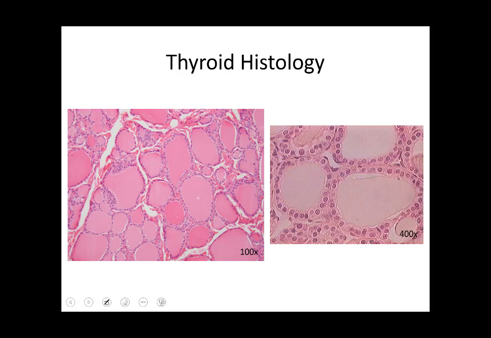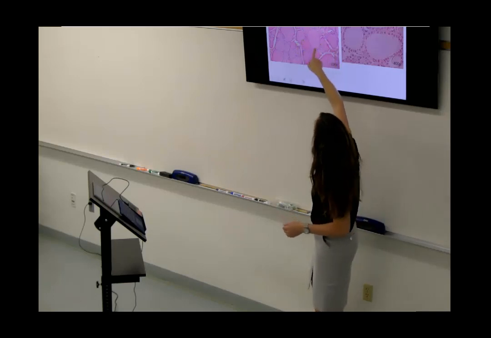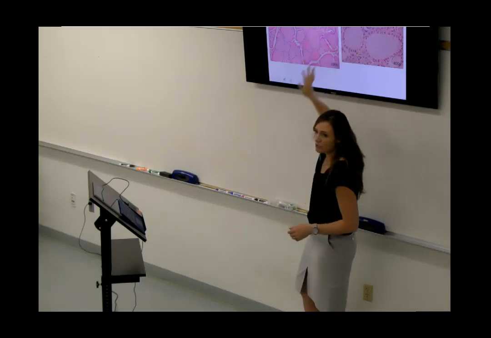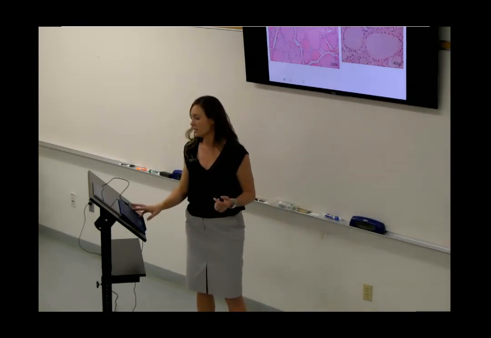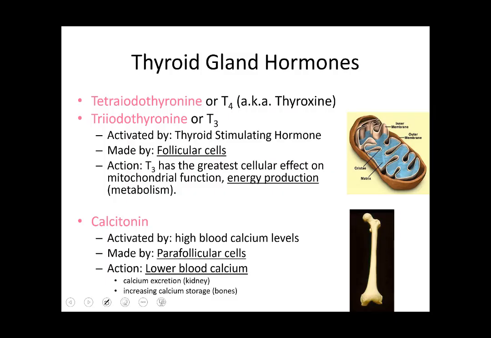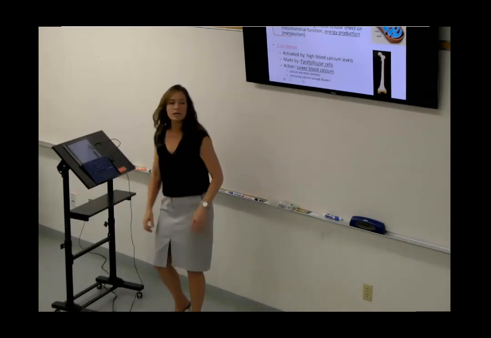So here's two different views. One's a little more zoomed in. So we have the follicular cells, or the follicles. We can still see the follicular cells. We can just see the follicular cells more easily in this increased magnified view on the right. So the hormones, we have these two coming from follicular cells. And this tier of cells here is T3 and T4.